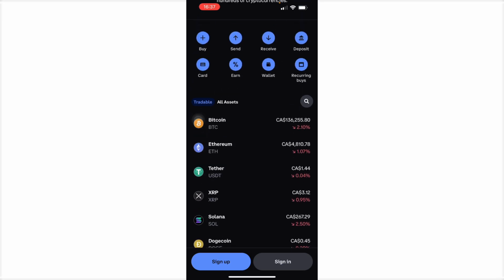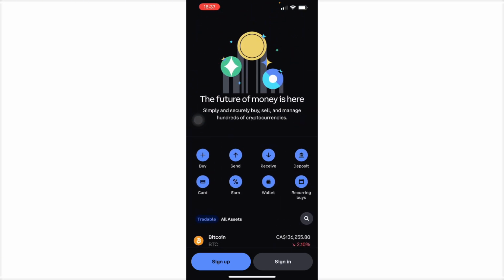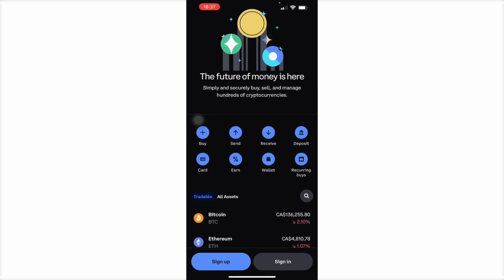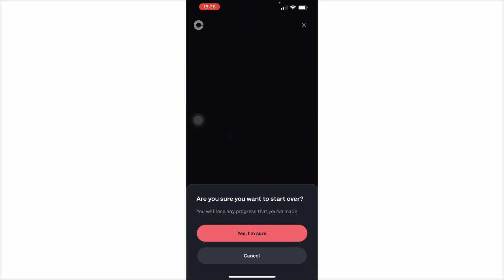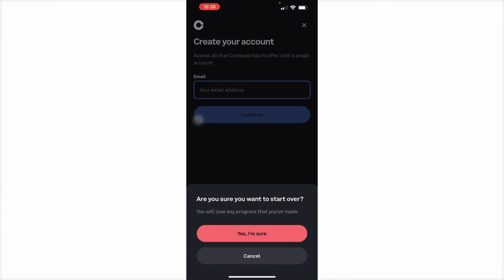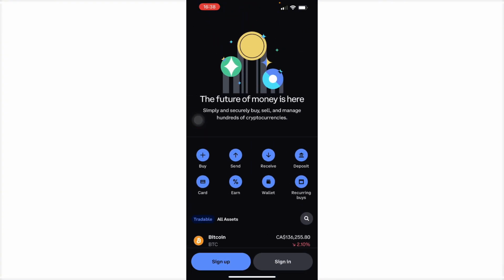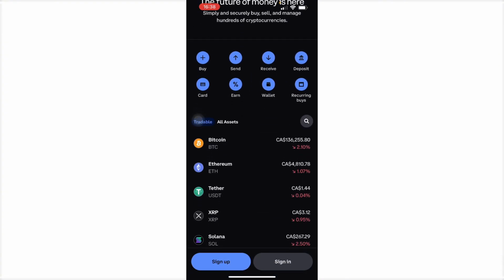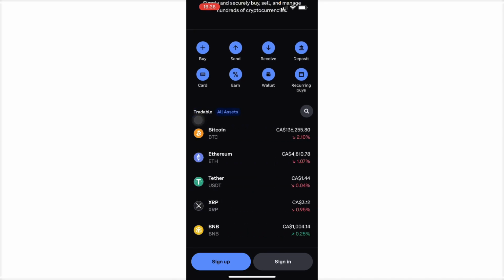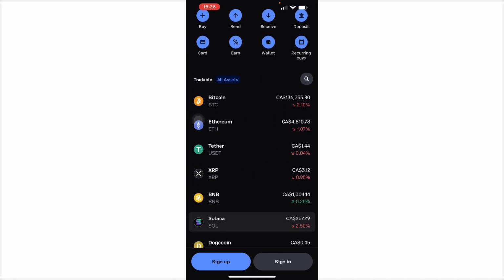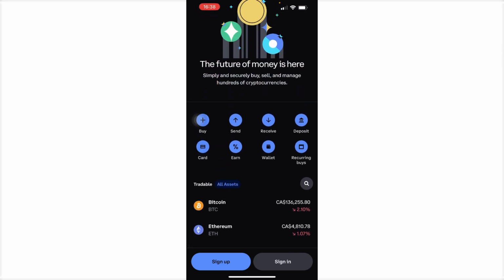And next, right here is your Coinbase app, which is a centralized exchange type of application. So you can buy, send, receive, deposit, use your card, earn, and here's your wallet, which will redirect you to your wallet right there. I don't have an account here because I'm restricted from using it for some reason. And there you go. All you have to know in your Coinbase wallet and app is the differences, which is the app right here.